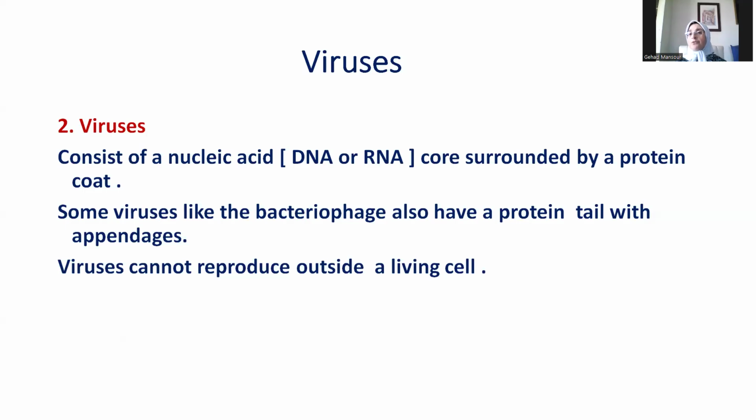Viruses, as we have said before, are not considered living organisms because they cannot reproduce outside a living cell. What is the major structure of a virus? It consists of an essential central core of nucleic acid, and that nucleic acid can be DNA, like in the bacteriophage, or it might be RNA, like in influenza viruses, COVID-19, and hepatitis virus. Around this central core of DNA or RNA, we have a protein coat that surrounds the nucleic acid.